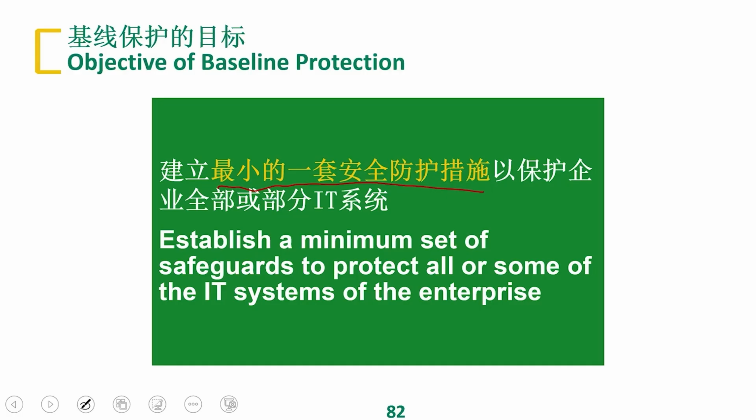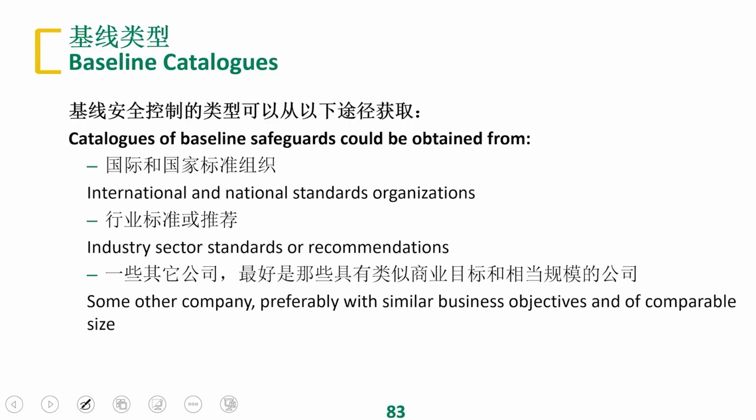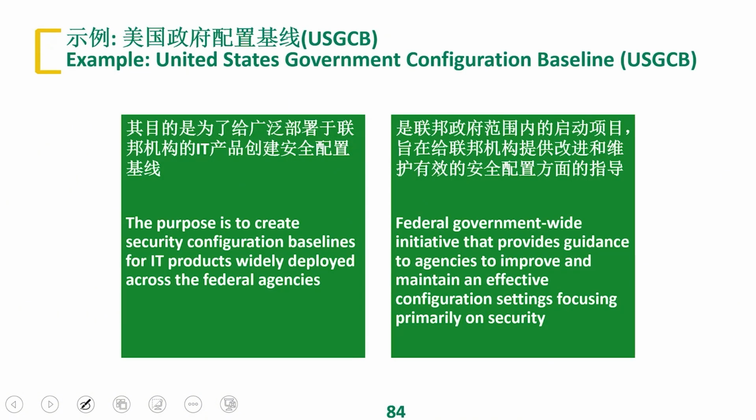The baseline can be divided into many types, including industry, national, company, or organizational baselines. From the perspective of the country, like USGCB, it is the configuration baseline of the US government.